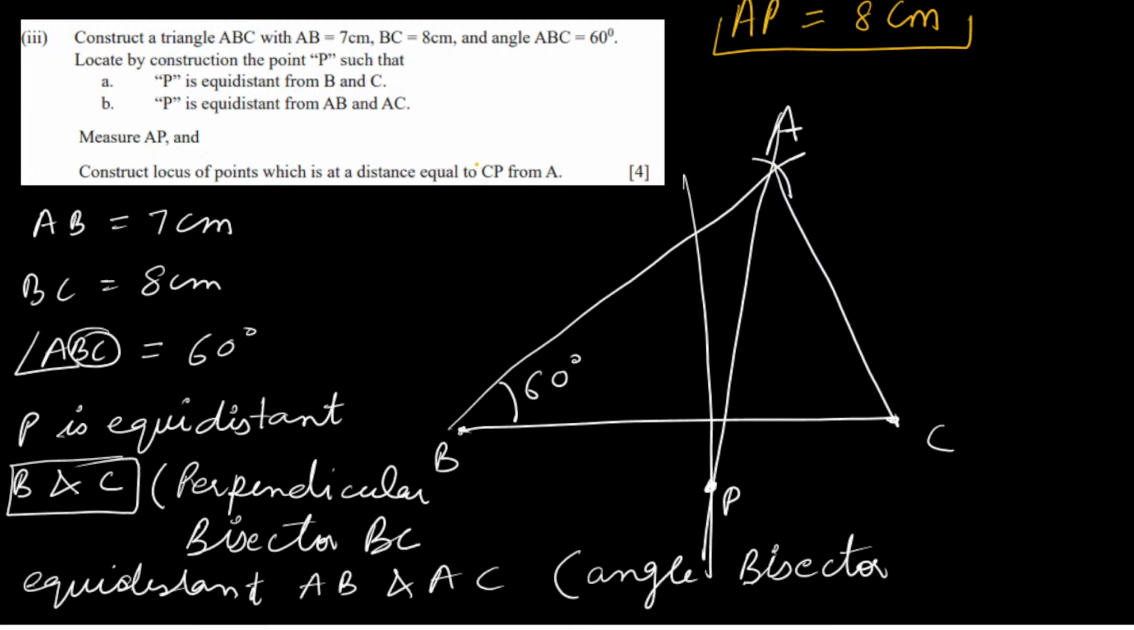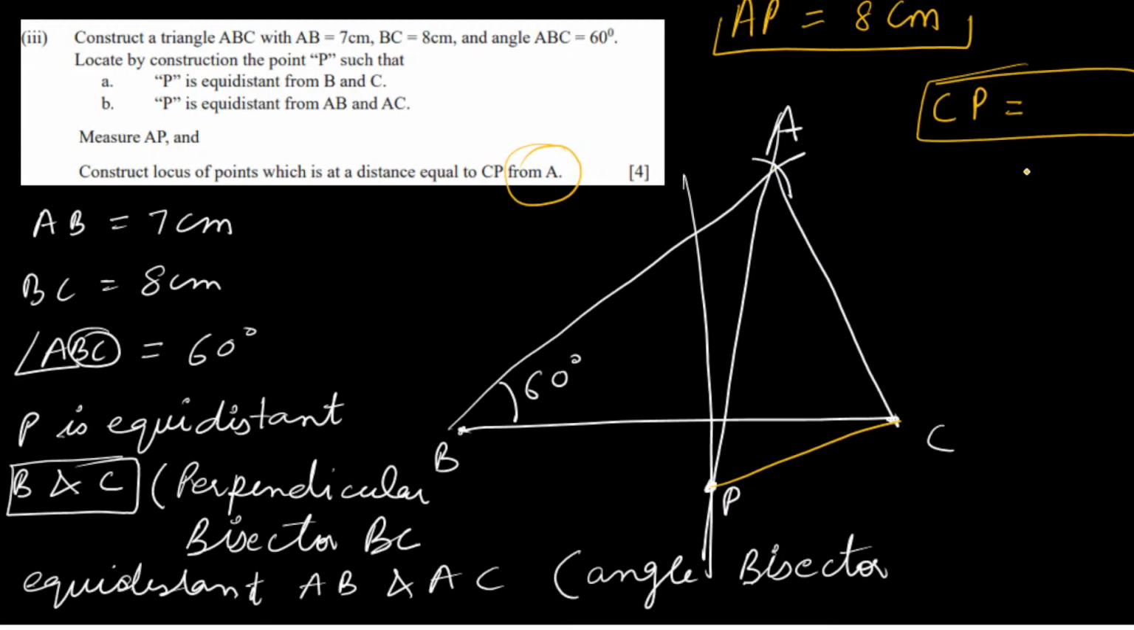I'll also check mine. First of all, let's see what next we have to do. So you have to measure AP. After that, construct a locus of a point which is at a distance equal to CP. That means CP also you have to measure. You can join and measure the distance from A. So you have to construct the locus of the point from A, where the distance should be equal to CP.